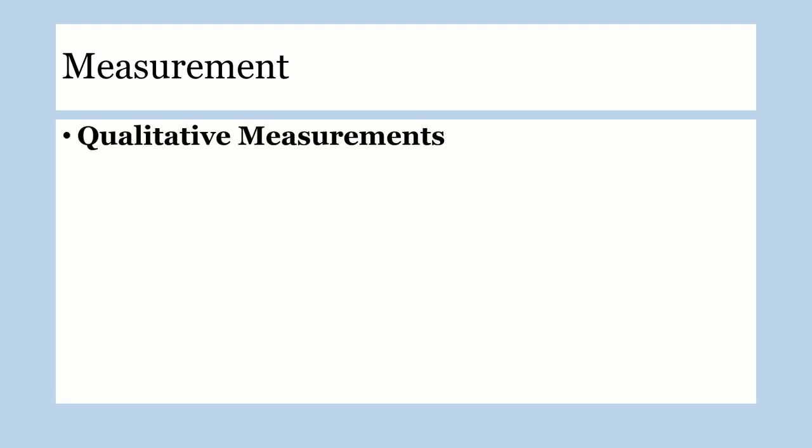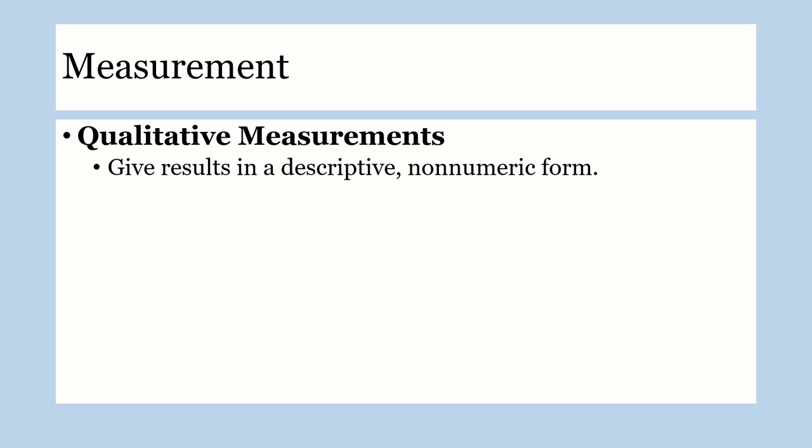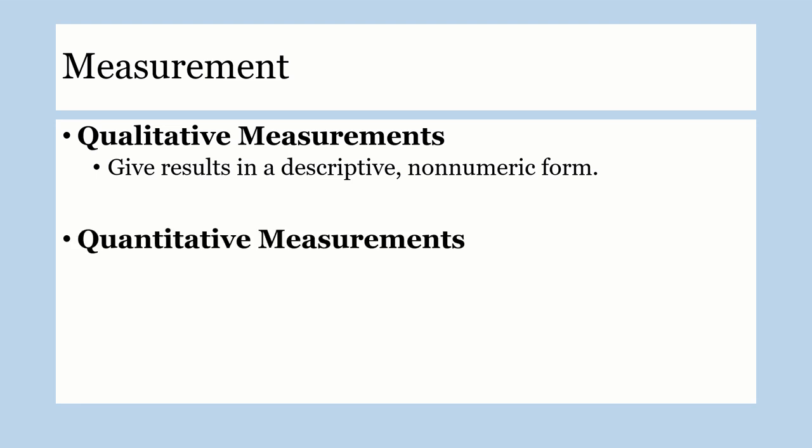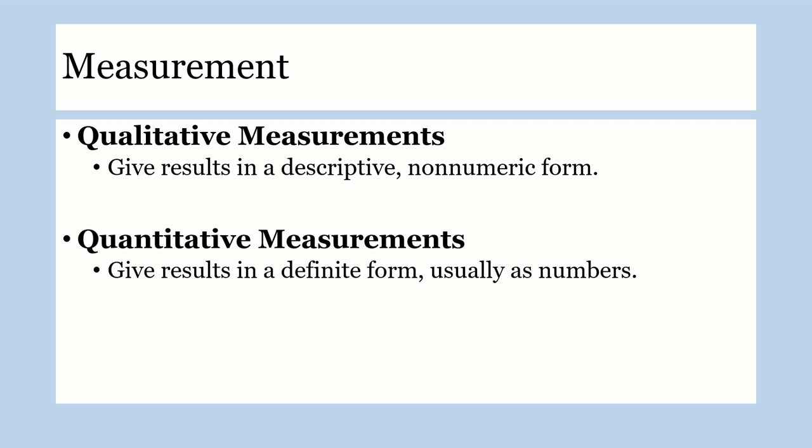You have qualitative measurements. Qualitative measurements give descriptions. Typically they're in non-numeric form. So this is saying the cup is red, or bubbles were produced in this reaction. Those are all qualitative measurements. Then you have quantitative measurements. Quantitative measurements give results in a definite form. It just says that it happened or it didn't, or it's like a number. It's 7.3 grams of the carbon dioxide were formed.